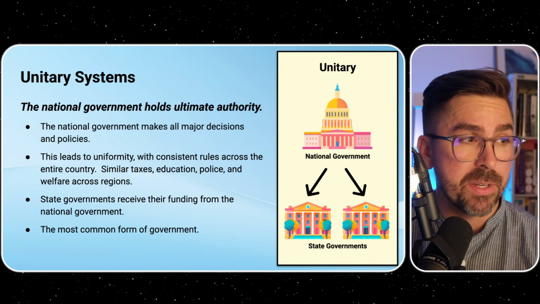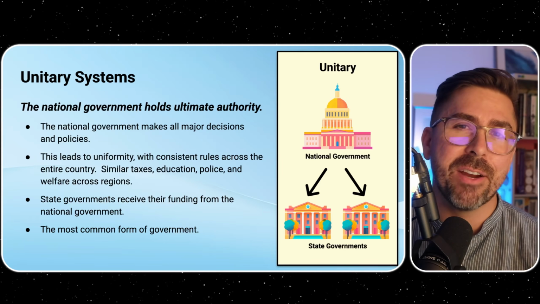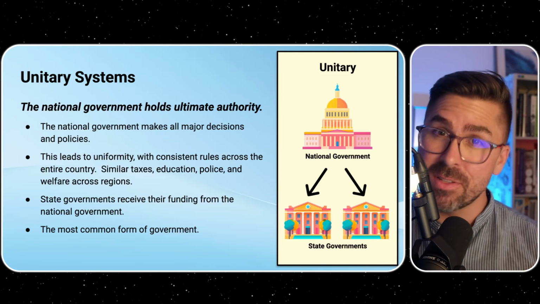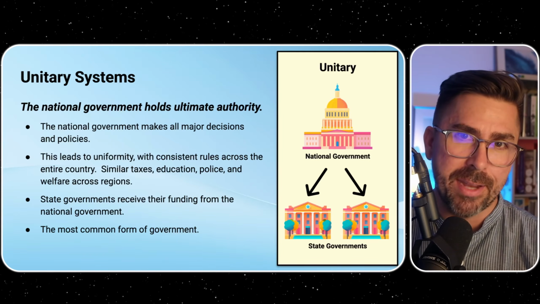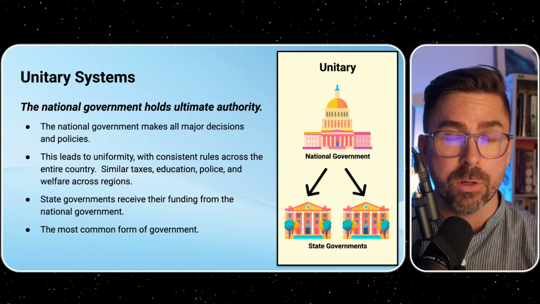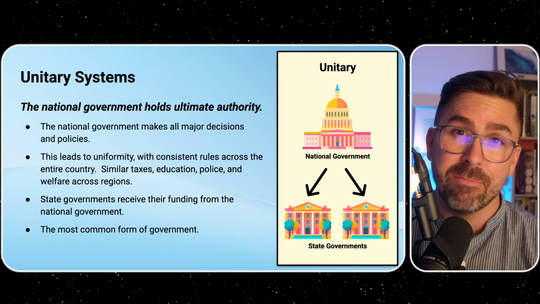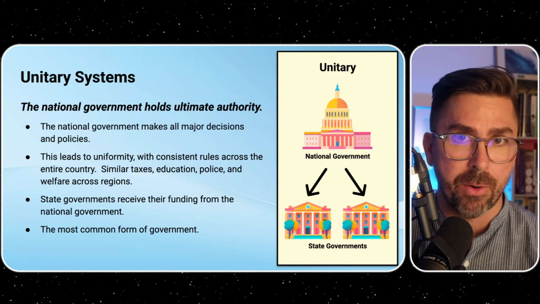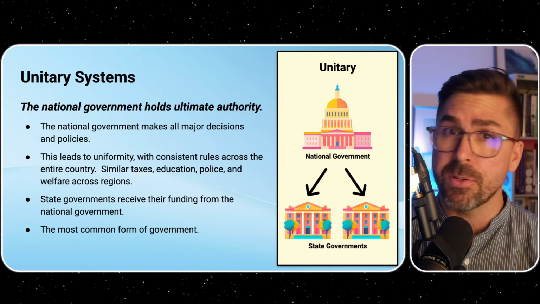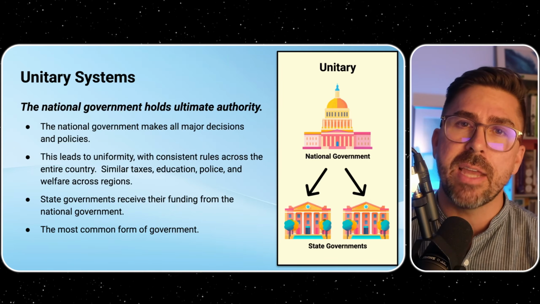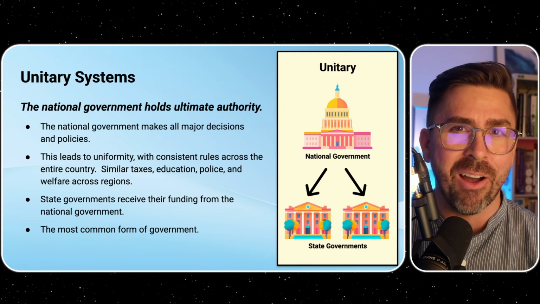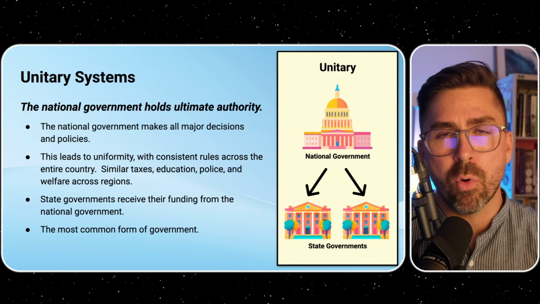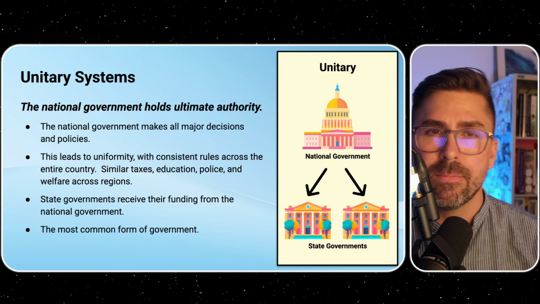In a unitary system, the state governments receive their funding from the national government. So that power comes down, but so does the funding. That's very different from the United States. You can think about the way our system works, and the state of California is collecting taxes, and so is every other state, right? So we pay taxes on our income, there are property taxes, there's state sales taxes, and so the states in our system are much less reliant on that national government funding. In a unitary government, again, there's going to be that more uniformity across the system.